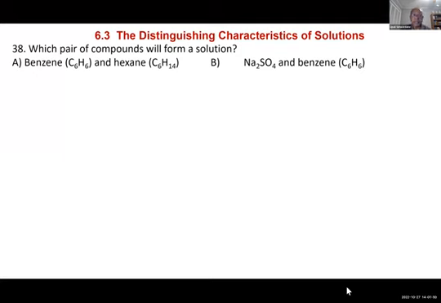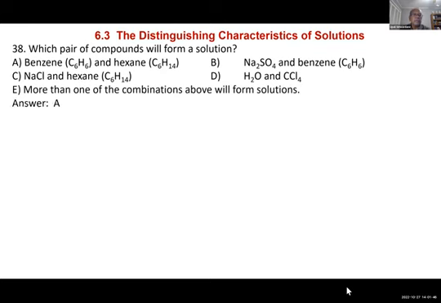Benzene and hexane. These are organic compounds. They are non-polar compounds. In choice B, sodium sulfate is ionic and the other is organic. In choice C, one is inorganic and one is organic. In choice D, water is polar and carbon tetrachloride is non-polar. So only similar compounds will go into solution together. Therefore, the only similar pair here is A. Organic goes into non-polar. So A is the correct answer.